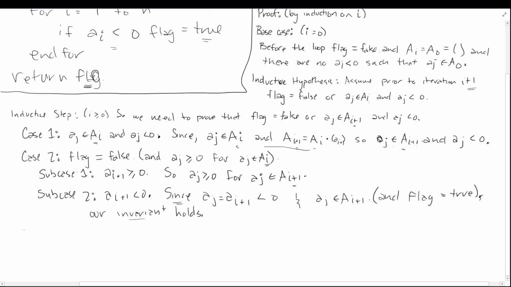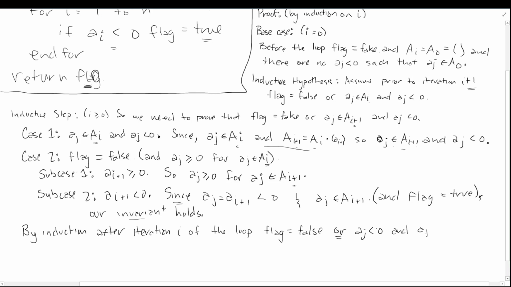Now I just want to finish it off by completing the proof with what I usually call the postamble, where we might just say by induction, after iteration i of the loop, the flag is going to be equal to false, which is one of our conditions, or remember we mean that as XOR. And now our condition about finding a negative so far. So maybe I'll just phrase that again. A[j] is greater than 0. That's not right. It should be less than 0. And A[j] is an element of A[i]. And we're done.